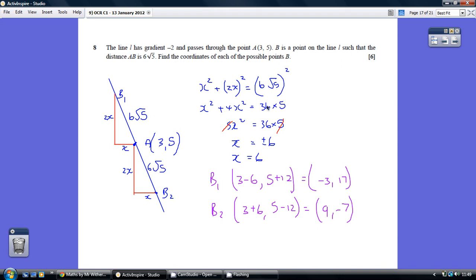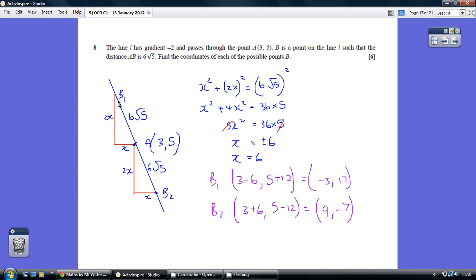Now I've just left it at this. I haven't bothered working it out because I can see I'm going to be able to cancel the 5s in a minute. So that becomes this, the 5s cancel, x squared equals 36, so x is plus or minus 6, but obviously x is a length, so x must be plus 6. Bearing in mind that this is 6 and this length is therefore 12, we can now work out our two coordinates.